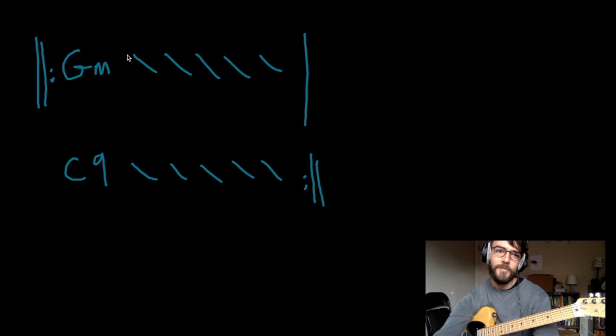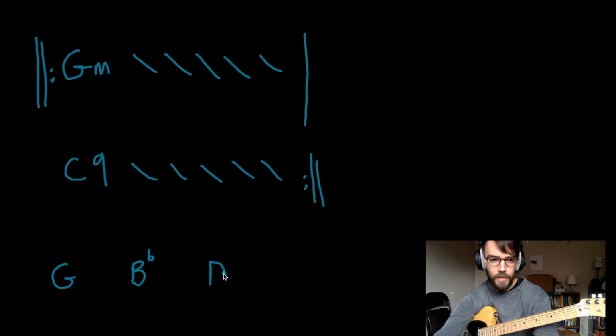All right, so the first chord, so we have to do a little bit of analysis here to understand what we're talking about. So the first chord is G minor. The notes of a G minor chord are G, B flat, and D. So first of all, it's a minor chord, it says right there.